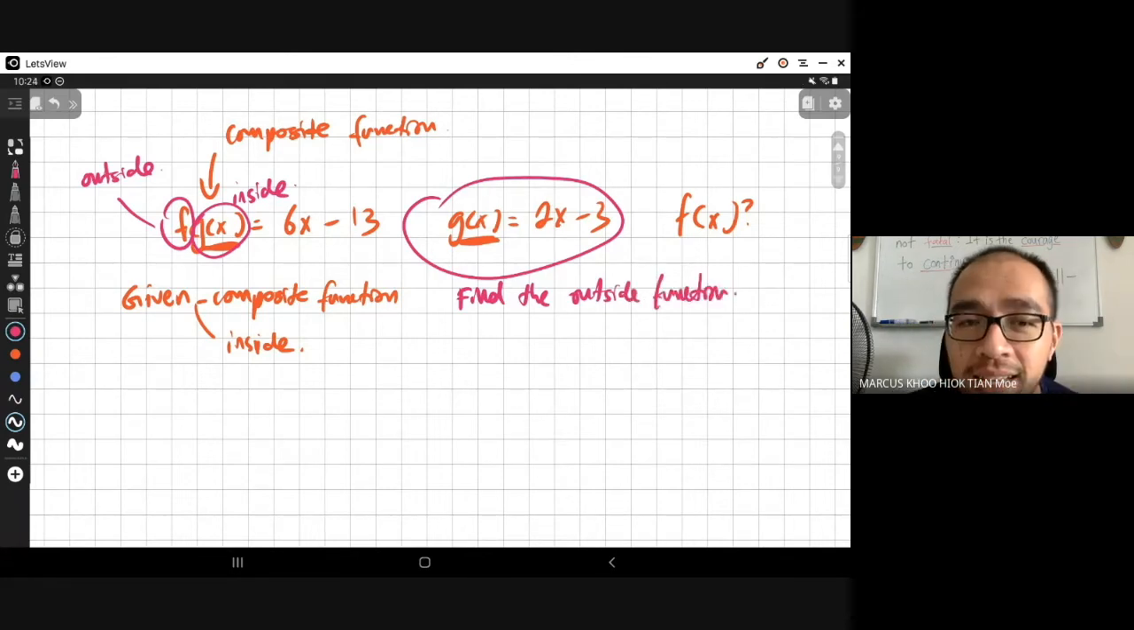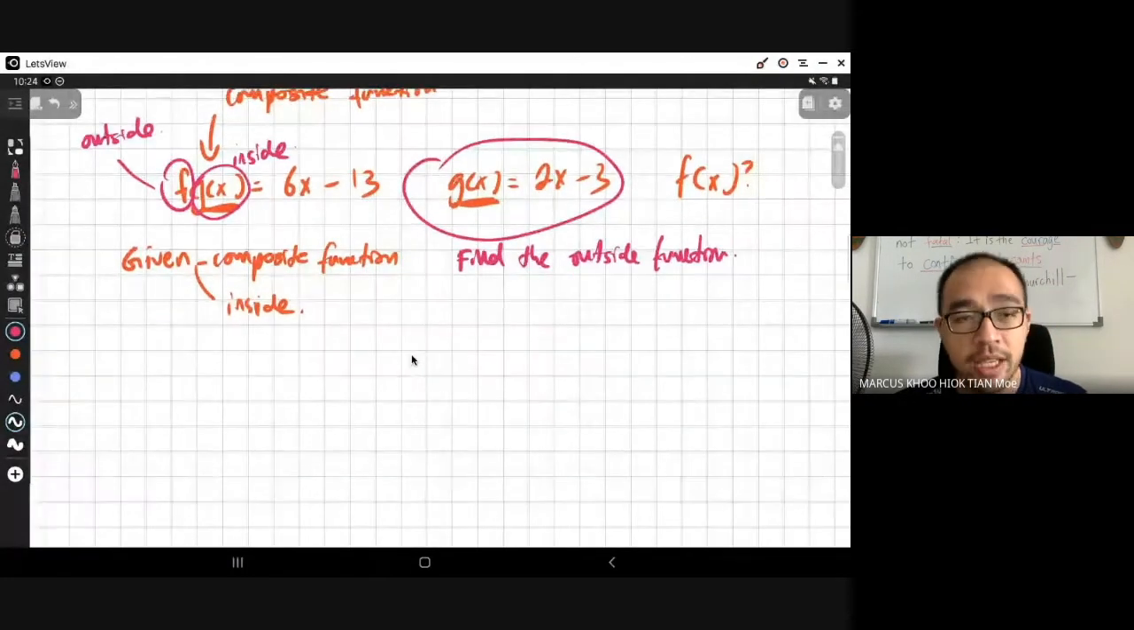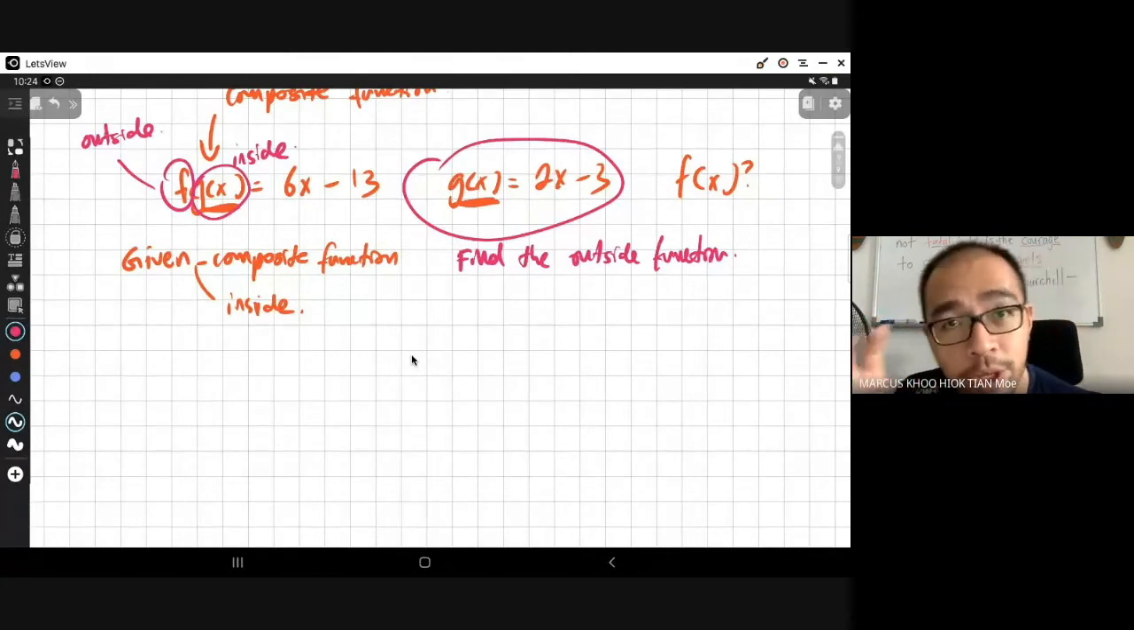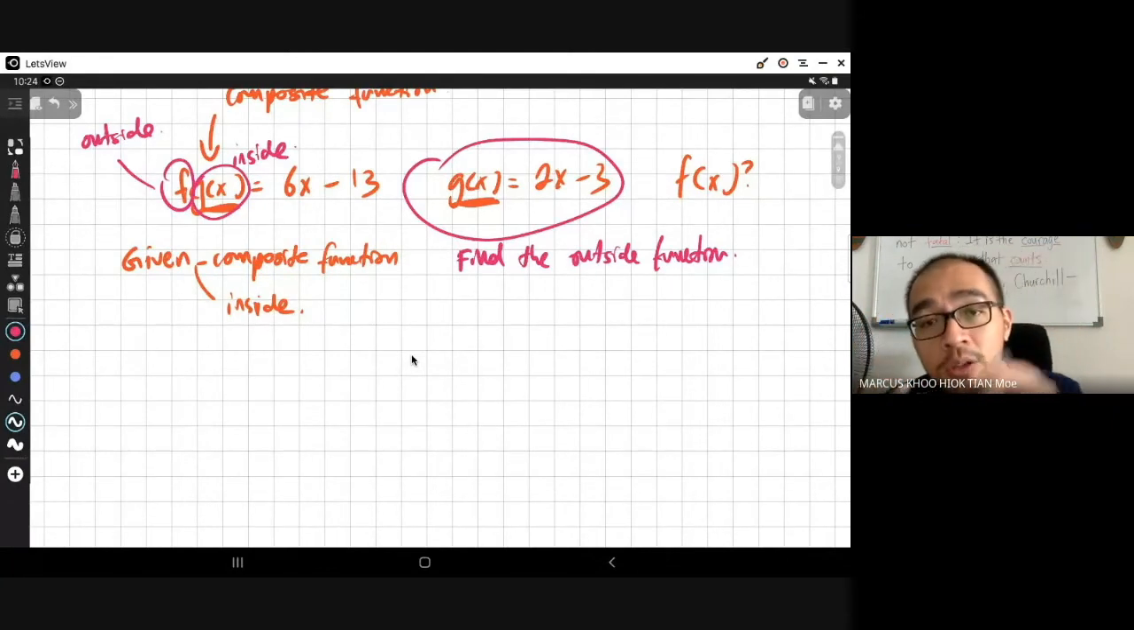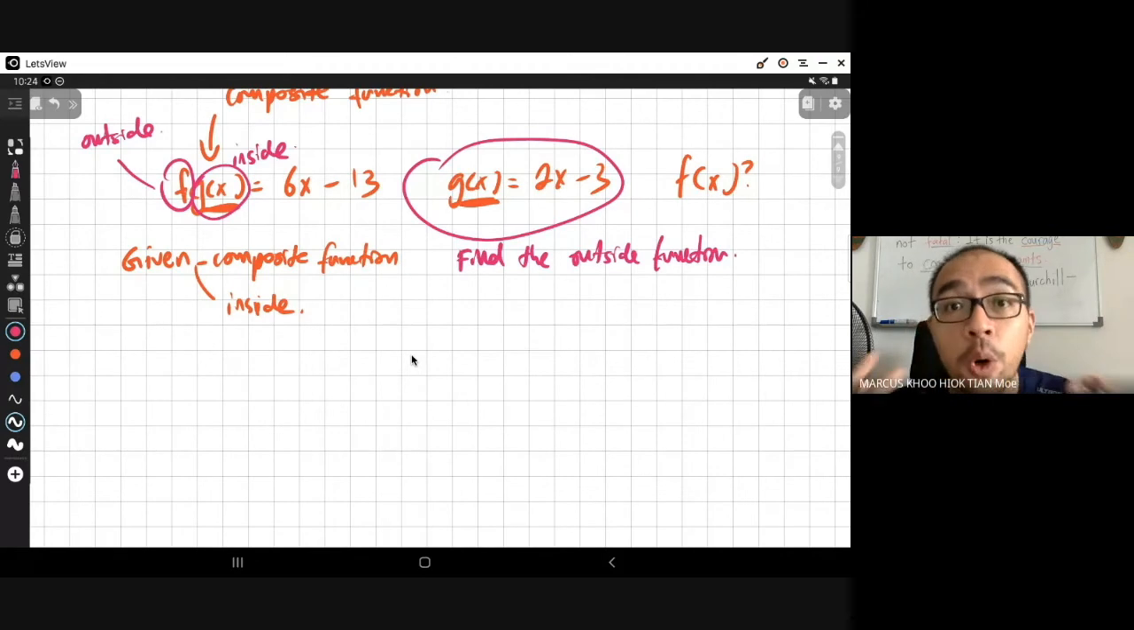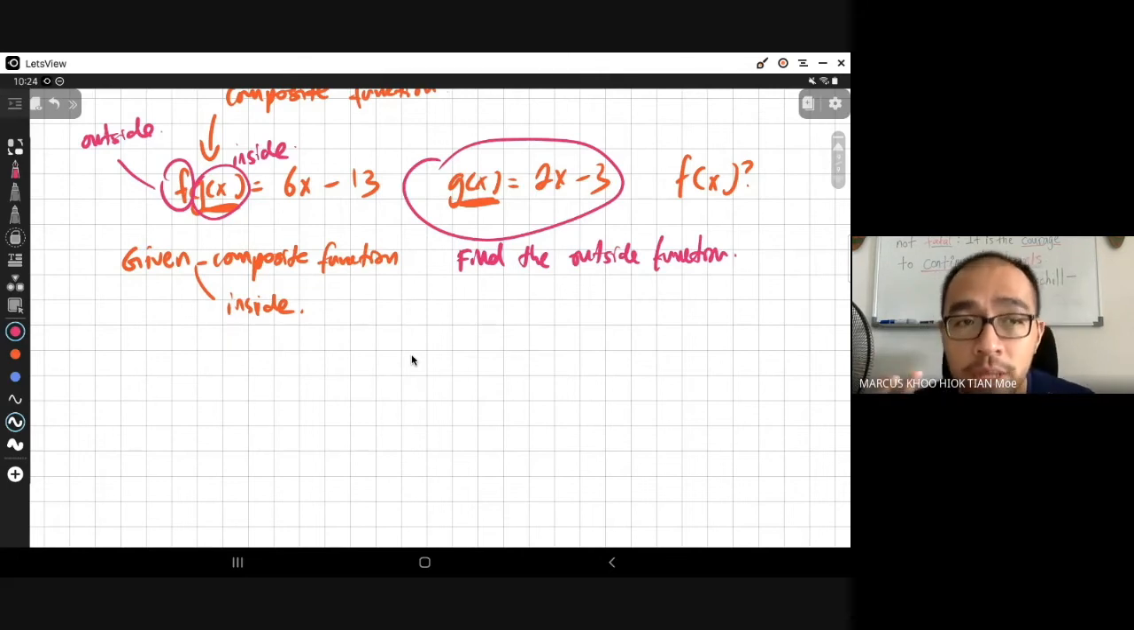Okay, so let's talk about the inside-outside function now. If I give you the composite function, the combined function, and one of the components, which is the inside function, how do you find the outside function? This is the more difficult question. If I give you the outside and ask you to find the inside, that one is a little bit easier. But if I give you the inside and ask you to find the outside, it's more difficult. So it's good that we're answering the more difficult one.